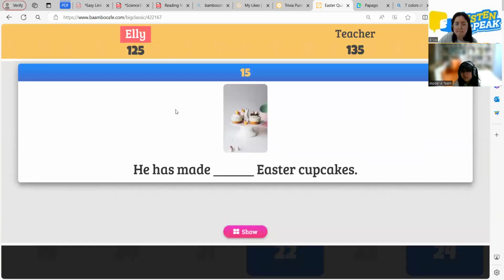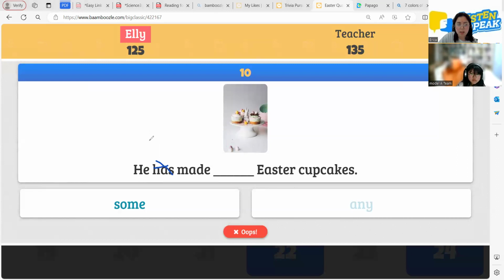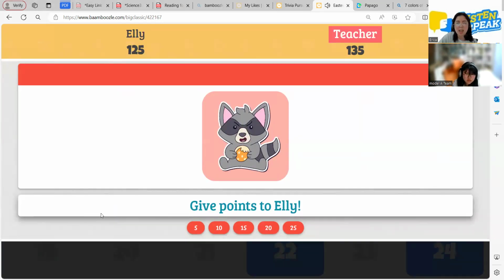Six. He has made any Easter egg cupcakes? No, it's not any because this one is a positive sentence. There is no word not. Okay, if the sentence is this one, Ellie, you can use any. Thirteen. Again, give points to Ellie.